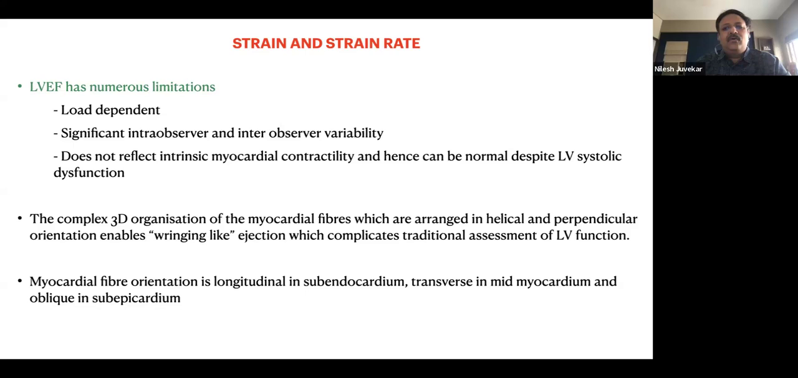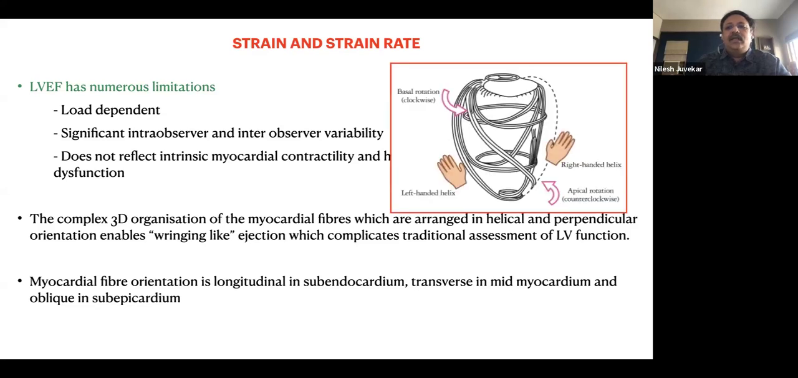Now, as we all know, there is a complex orientation of the myocardial fibers in such a way that they are more longitudinal in the subendocardium, transverse in the mid myocardium, and oblique in the epicardium. And like a wringing type of action, the LV contracts, and there is an output from the LV. So here we can see how the myocardial fibers are arranged.